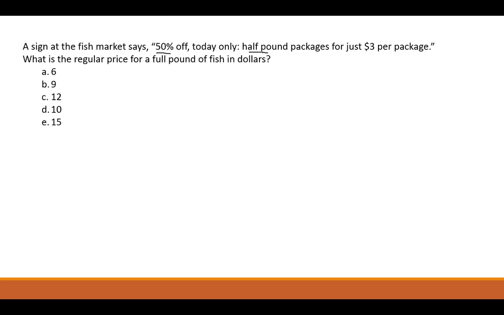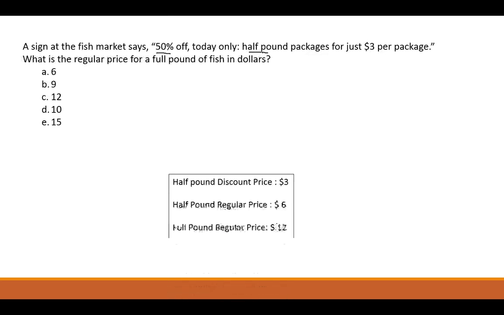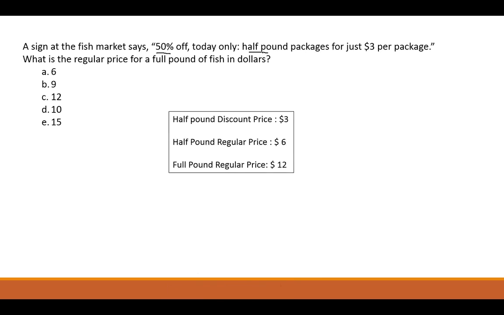So the process that the student had to go through was this. What we are given is that the half-pound discount price is $3. There are basically two steps. One, accounting for going from the discount price to the regular price, which doubles it to 6, and next, accounting for going from half pound to the full pound, which again doubles the price. So the actual answer that the student should be getting is 12.